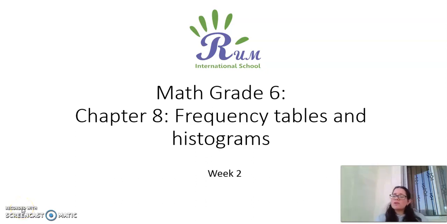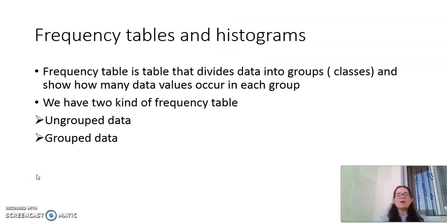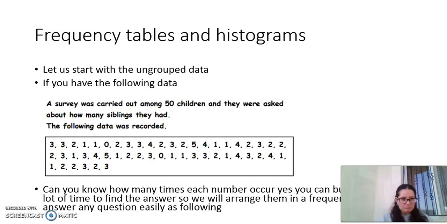Today we are going to learn a new method to represent data, which is a frequency table and histograms. A frequency table is a table that divides the data into groups or classes and shows how many data values occur in each group. We have two kinds of frequency table, the ungrouped data and the grouped data. Let us start with the ungrouped data.